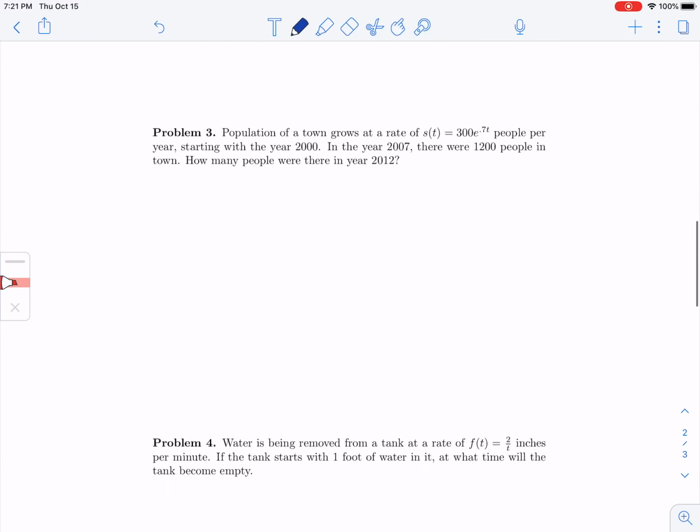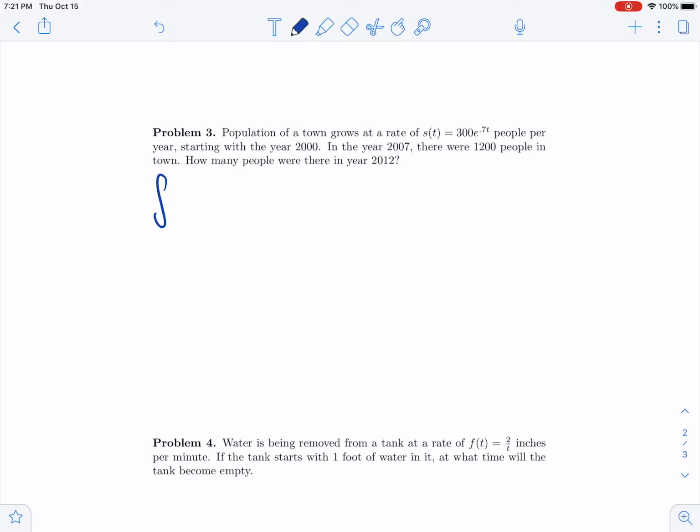All right, next victim. Got population growth of a town. And we're starting with the year 2000. So here's the population. This is the rate of change of the population of the town. If you read the problem, we want to know how many people. So we want to know the population, not the rate of change. So we take the integral of the rate of change.